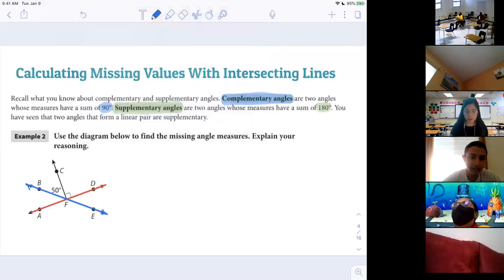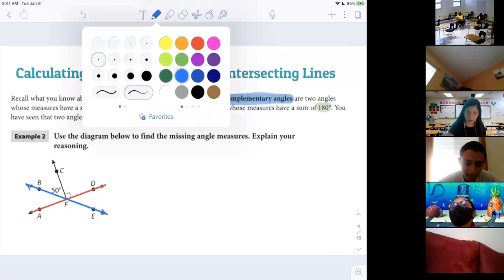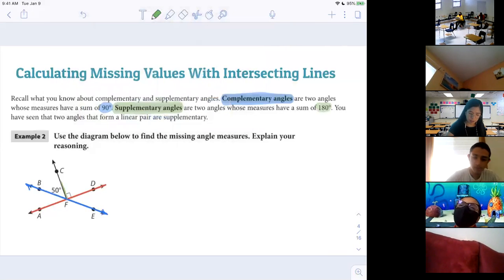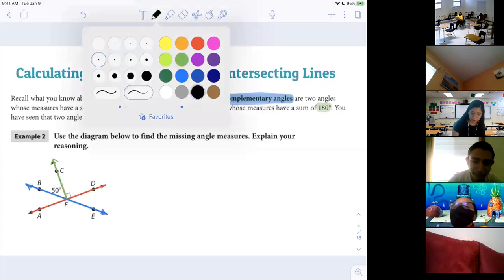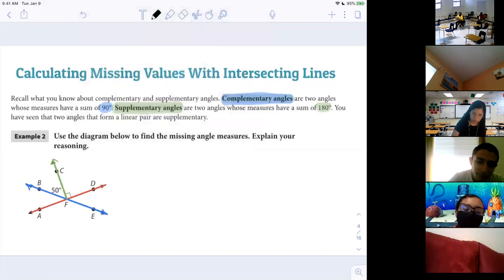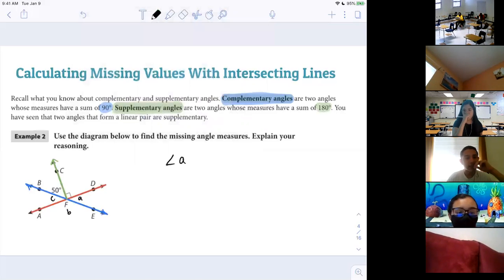Okay, so those are the two that are crossing, and then I have this random ray that's shooting off from the middle. So ray FC is sort of like shooting off from the middle. So that's all I know so far. So I'm going to label all the other ones so that we can figure out their measurements. Okay. So can anyone try to explain how I can possibly find the measure of angle A, starting with angle A?